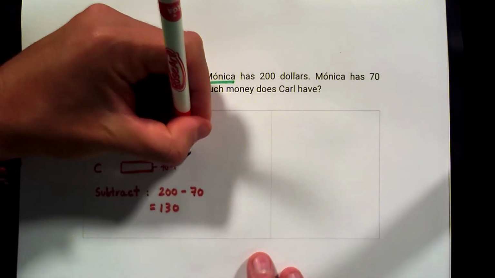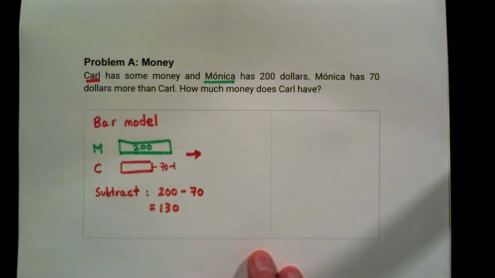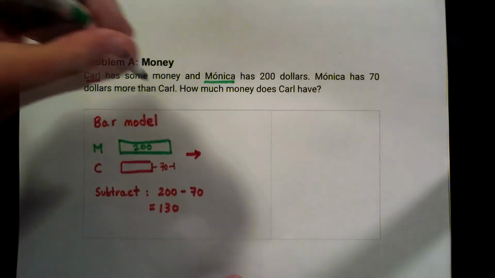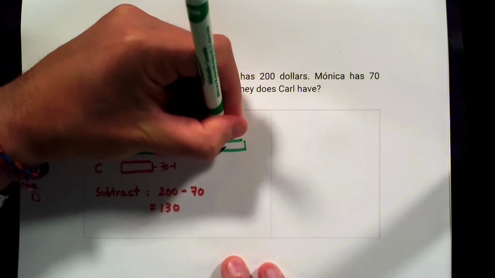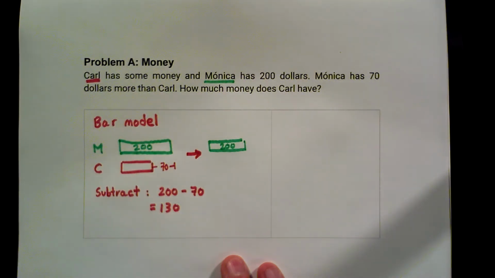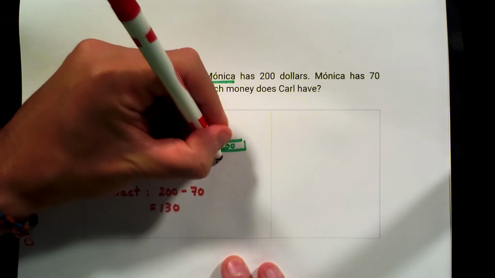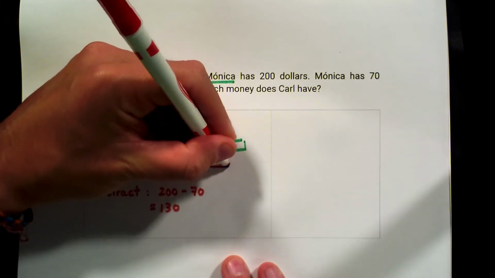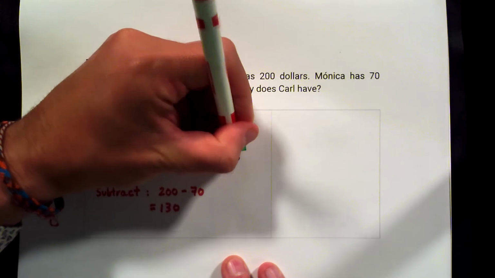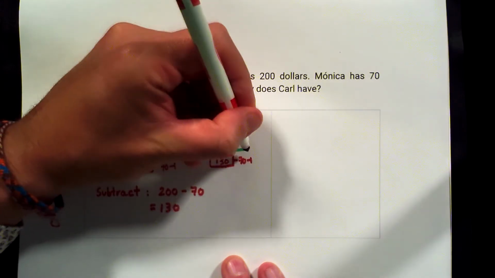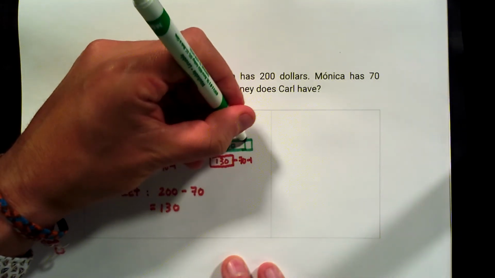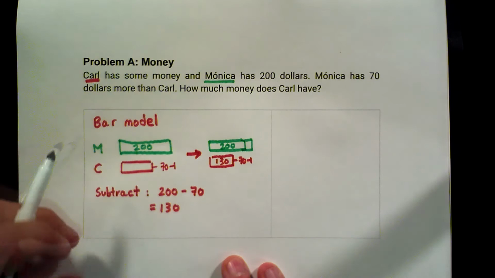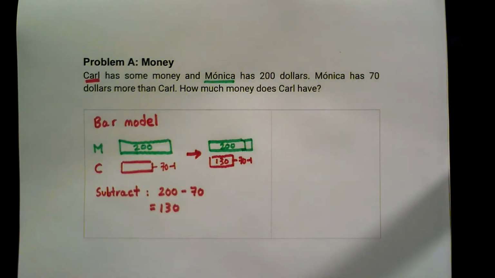So now we can update this model, and we can draw it again. So we just refine our model. So we already knew this was 200, and then we know that Carl should have $130. And we can check that it makes sense. 130 plus 70, so we're adding. Okay, let me put this bar a little longer, which is okay. And so this makes sense. So the answer is $130. Okay, so that was problem A.